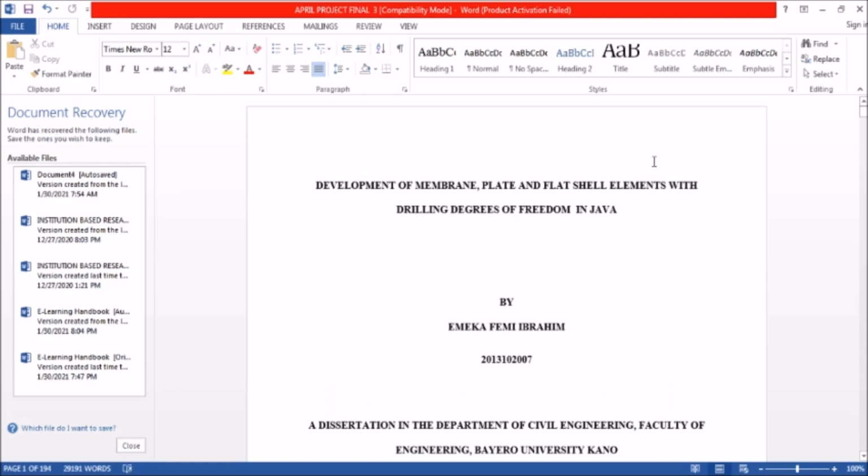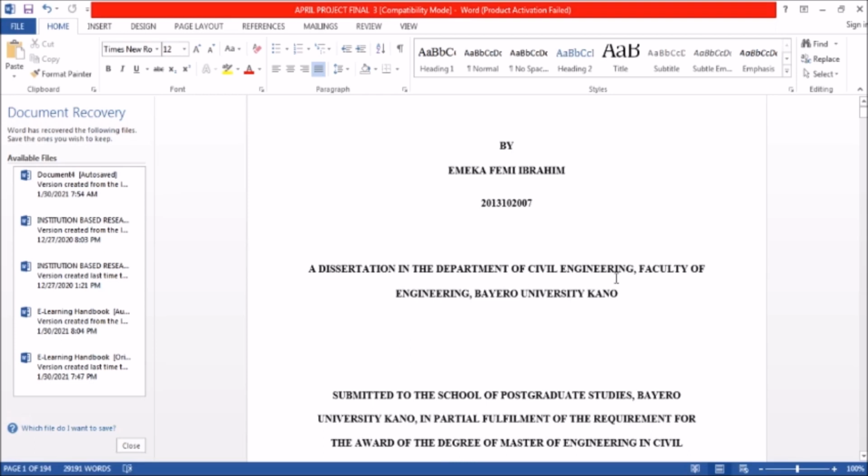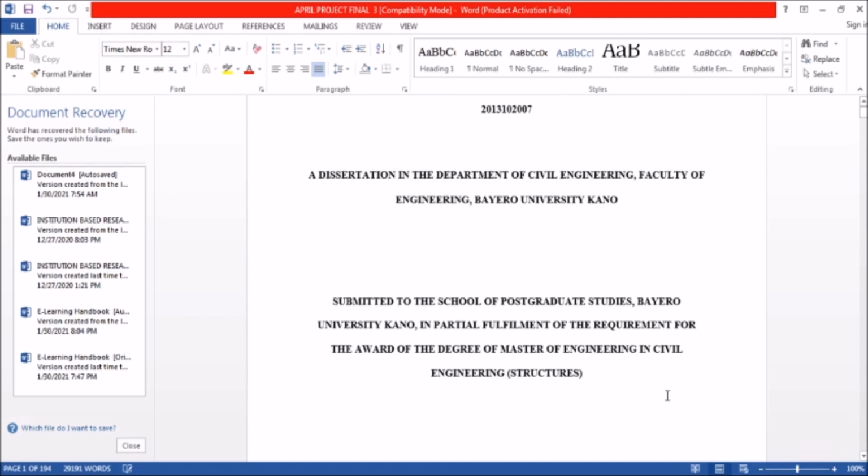Then here I have a dissertation in the Department of Civil Engineering, Faculty of Engineering, Bayero University, Kano. Is it agric engineering? Is it town and regional planning, building technology? Whatever it is, you replace it here. And the faculty, you now enter the faculty which your department falls into. Then this is the school.